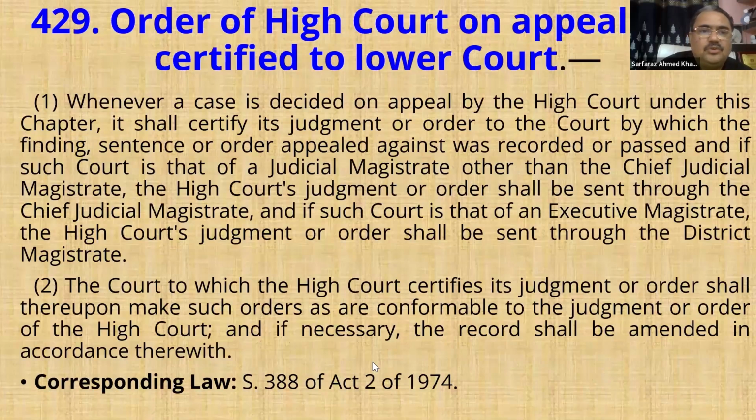Order of the High Court on appeal to be certified to the lower court. Whenever a case is decided on appeal by the High Court under this chapter, it certifies the judgment or order to the court by which the finding, sentence or order appealed against was recorded or passed. If such court is that of a judicial magistrate other than the CGM, the High Court judgment or order shall be sent through the Chief Judicial Magistrate, and if such order is that of an executive magistrate, the High Court judgment or order shall be sent through the district magistrate. So the High Court's orders are sent to the lower court, which originally passed those orders.